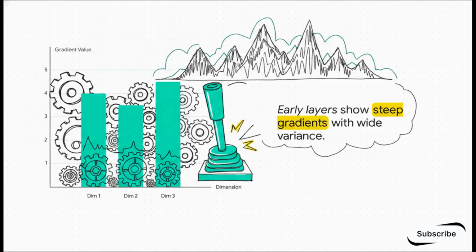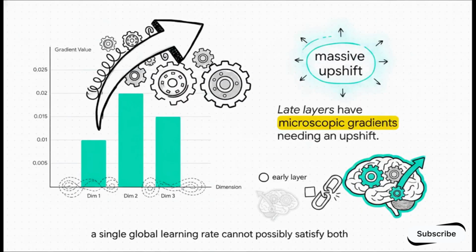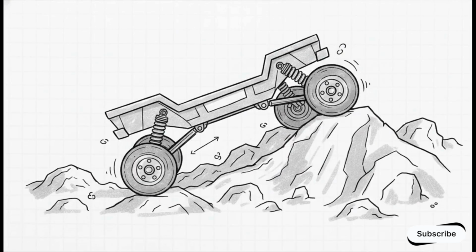These parameters absolutely need our gear shifter to heavily downshift those specific weights so they don't spiral entirely out of control. Conversely, if you look at a late layer during that exact same forward pass, you've got microscopic, tiny gradients. These weights require an independent, massive upshift to avoid stalling out the training entirely. A single global learning rate literally cannot satisfy both the early layer and the late layer at the same time. This visual contrast right here is absolute proof of the problem.